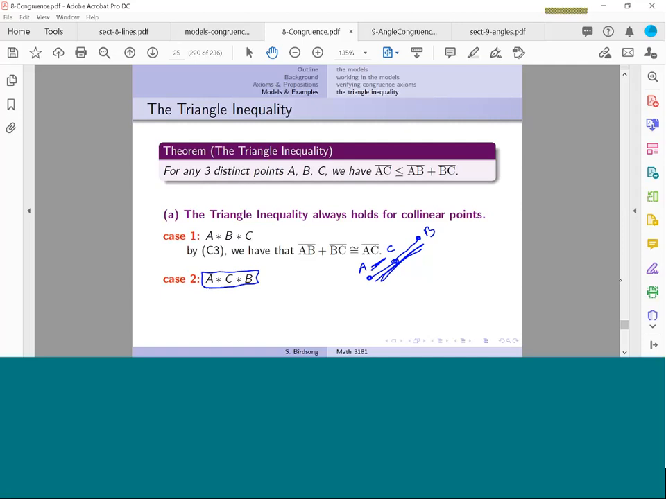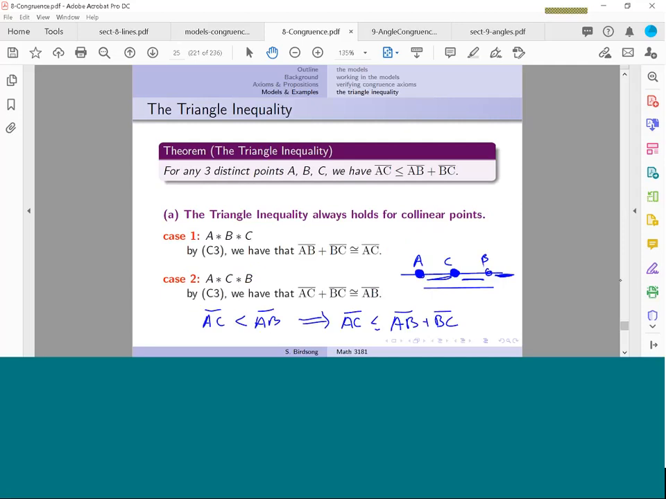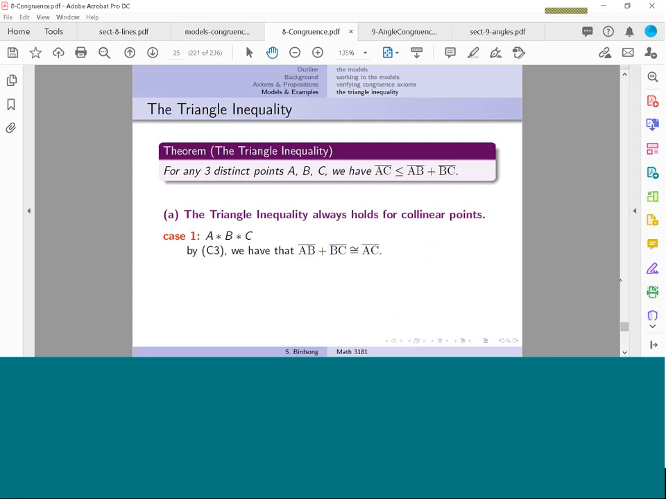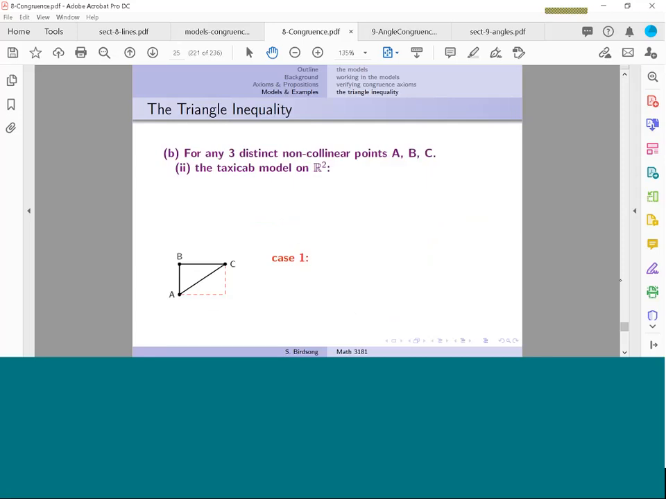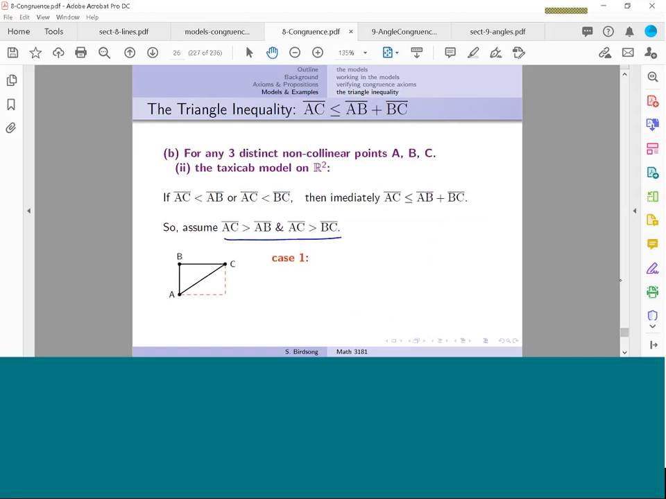All right, so that deals with what happens if the three points are all on the same line. Let's look at what would happen if your three points are not all on the same line. I put some background up top: we're going to assume that our line segment AC is the longest, because if it's not, you get the inequality immediately. The first case is that we've got this longer line segment AC, and then the two shorter line segments AB and BC, and on purpose, they are vertical and horizontal lines.